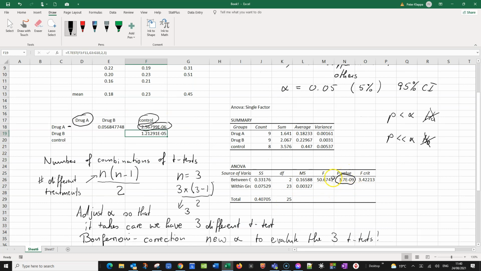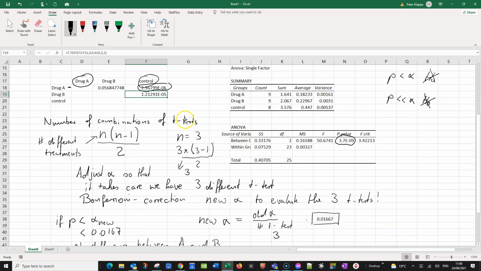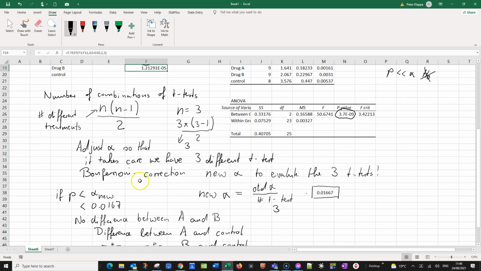So I would always suggest doing the ANOVA first. It is not terribly demanding. If you find that your p-value is smaller than your set alpha value, then you need to do the pairwise comparison with the t-tests and with the Bonferroni correction, where you calculate a new alpha simply by dividing the old alpha by the number of different t-tests that you perform, and this number is given by the equation n times (n minus 1) divided by 2, where n denotes the treatments.